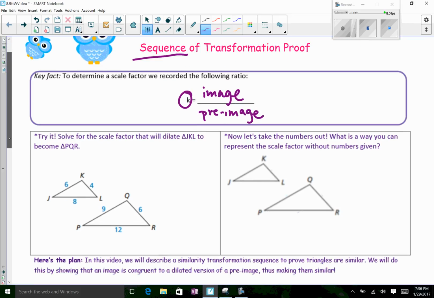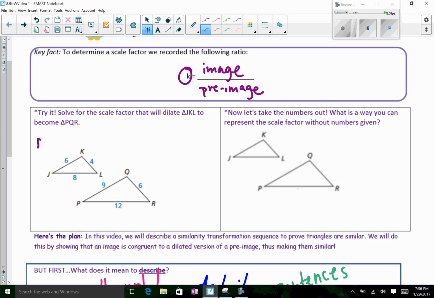So we can calculate, in this example shown to the left, the scale factor of the dilation from triangle JKL to PQR. You want to make sure that you read carefully because they're saying to become triangle PQR. So they're giving us some clues here. JKL, this is the pre-image, where PQR would have to be the image if it's the result of a dilation from JKL. So you want to make sure that that's clear.